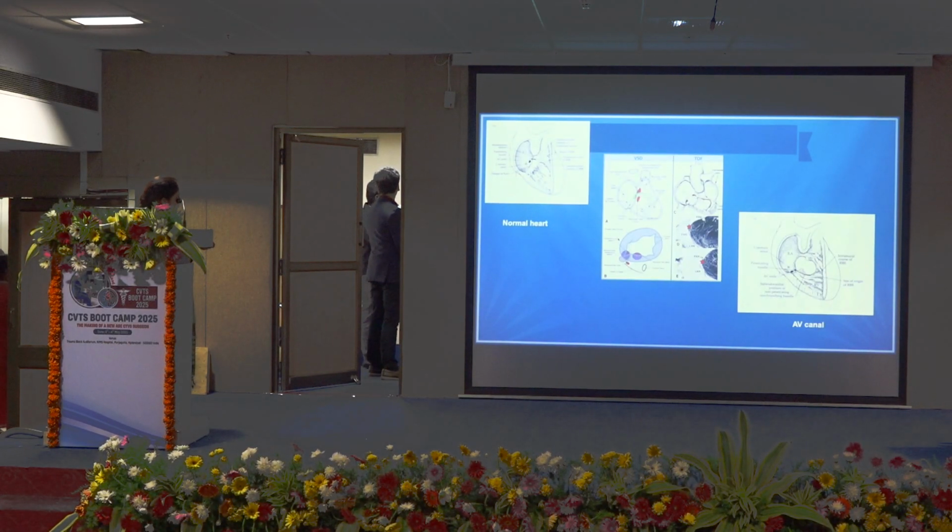This is a normal heart, and this is the triangle of Koch. This is the coronary sinus which forms the base of the triangle, whereas the septal leaflet of the tricuspid valve forms one margin of the triangle, and the commissure between the eustachian and Thebesian valves becomes prominent and goes towards the central fibrous body, forming one of the margins. At the apex of the triangle there is the AV node, and from there this is the conduction which goes normally.